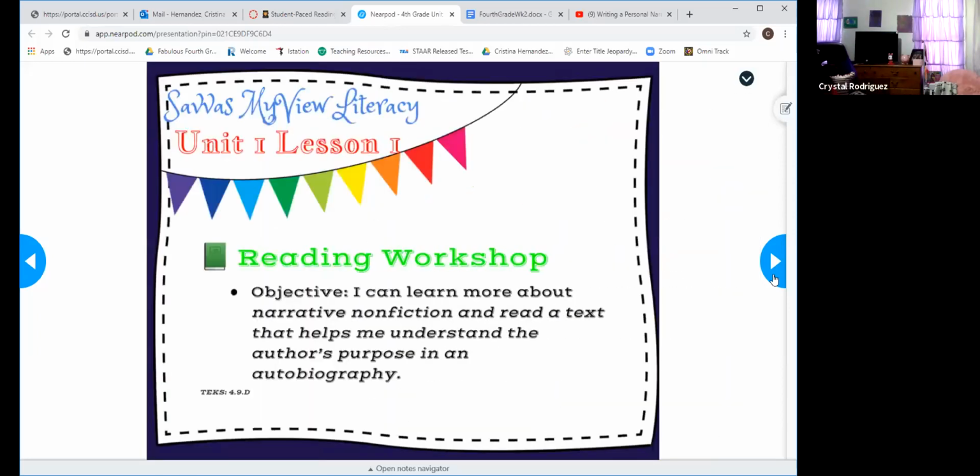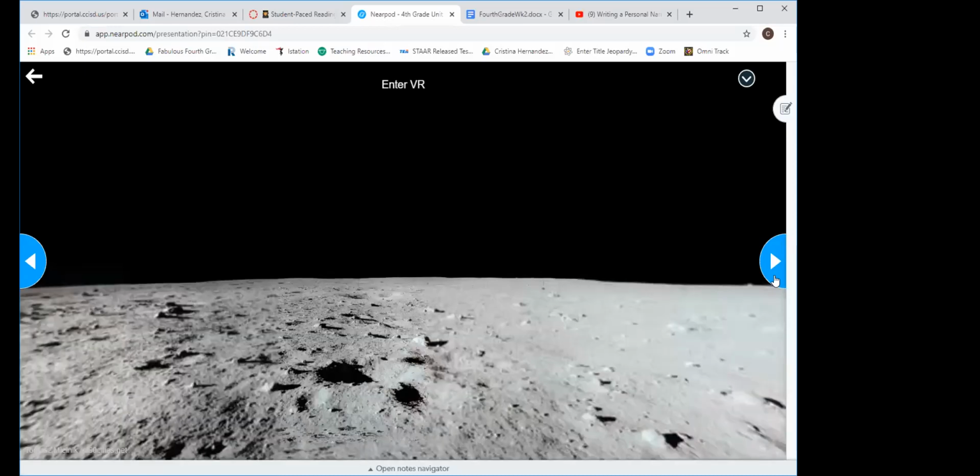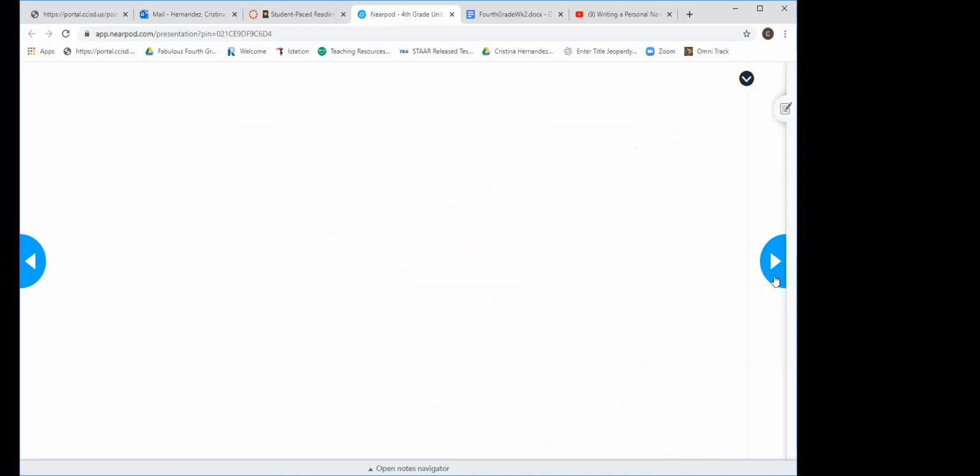Reading, ooh, right here. Narrative nonfiction, Reaching for the Moon. I think it's got the VR. Oh, that was cool. Yeah.